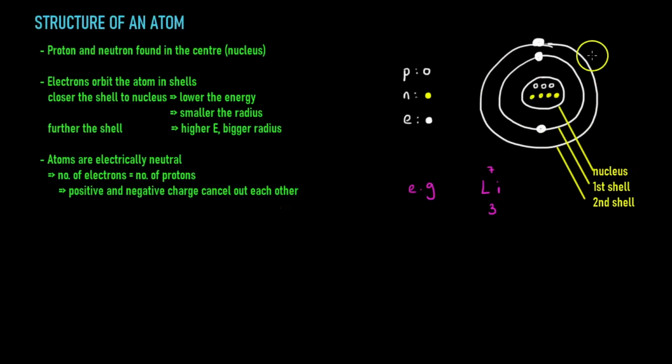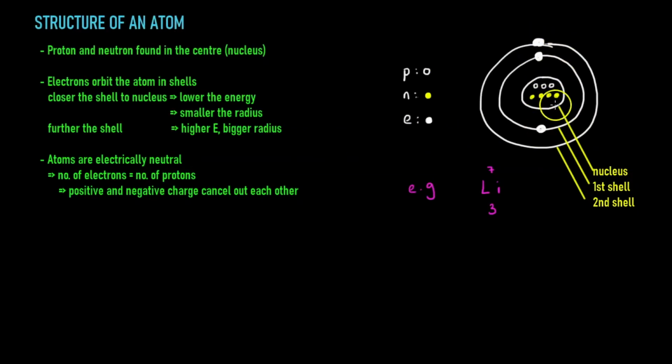Let's take a look at an example of a lithium atom here. You don't have to know how to draw this at this point in time. Just bear in mind, just take a look at the structure. You can see that I have 3 protons here and 4 neutrons here, correct? This one represents proton, neutron, and electron. So I have 3 protons, 4 neutrons, 3 electrons.